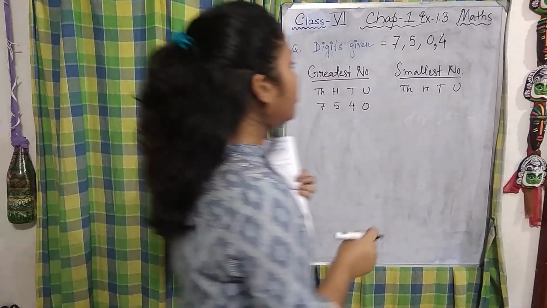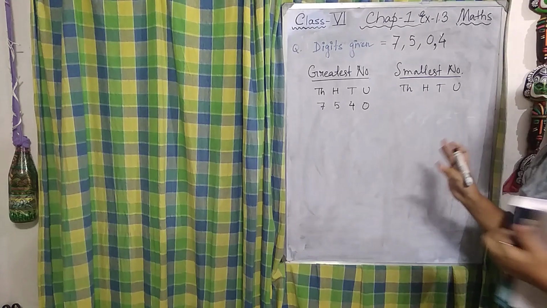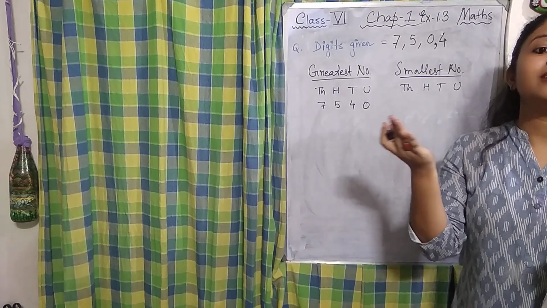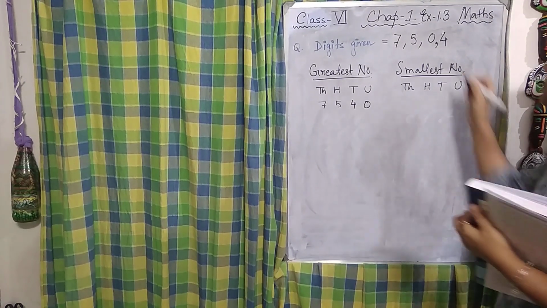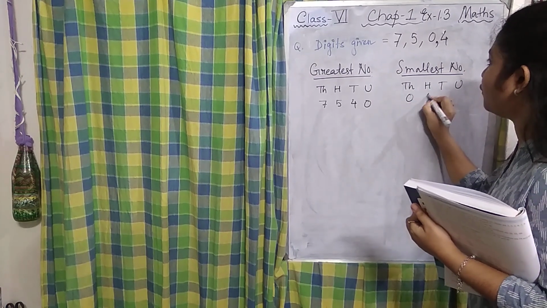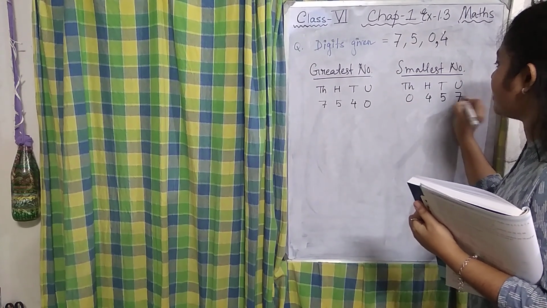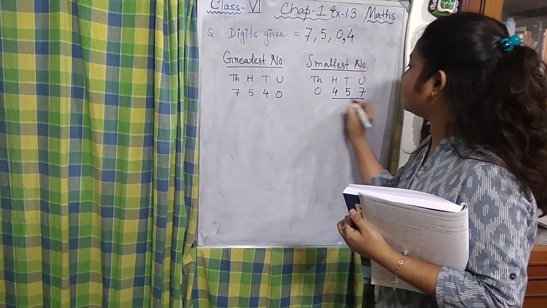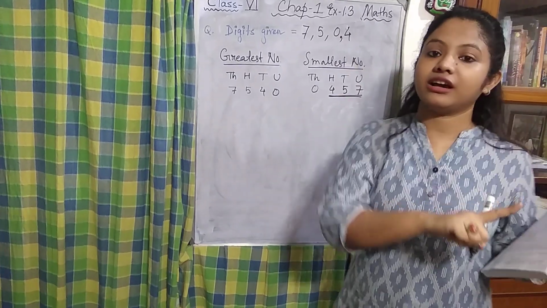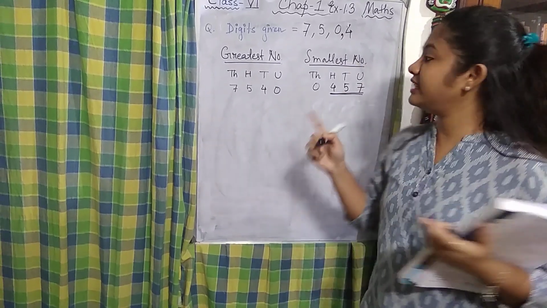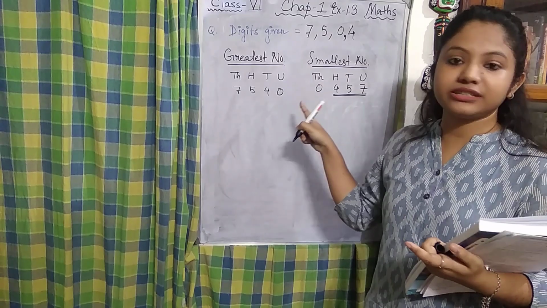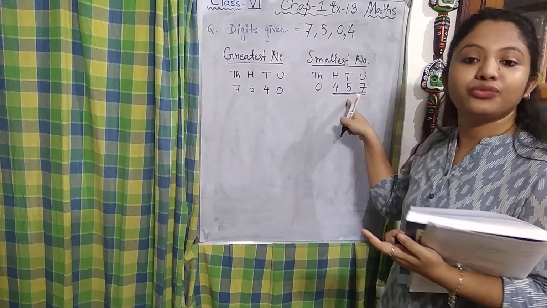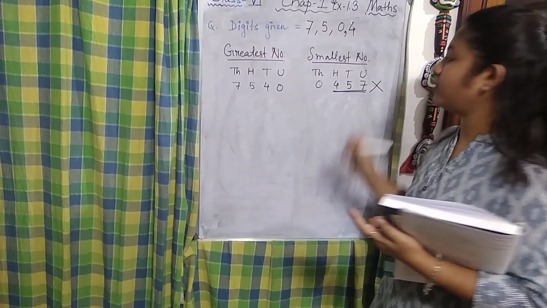Fine. Now in case of the smallest number, when we follow the ascending order, what will it be? It will be 0 4 5 7. But no, it's not the right answer. Why? Because in the previous sums also I said that we needed to make a 4-digit number, and this is becoming a 3-digit number. So this is not going to work.